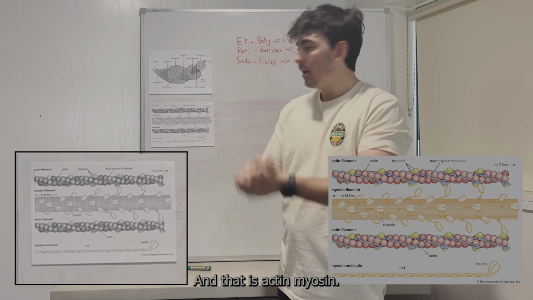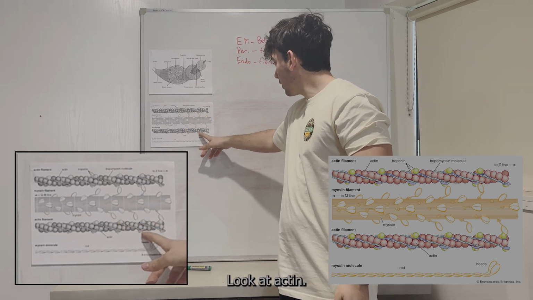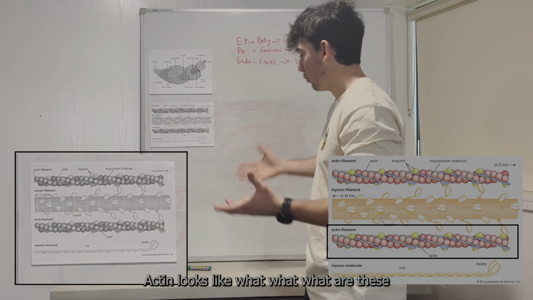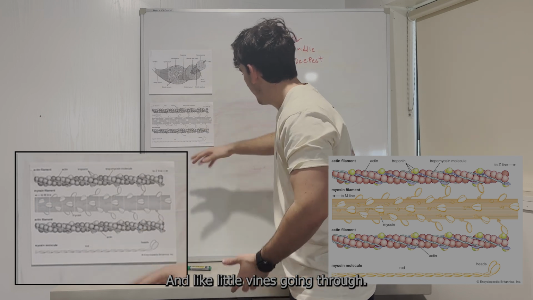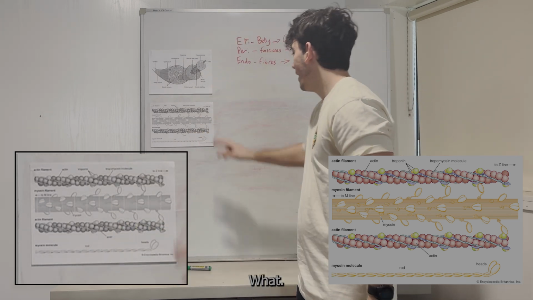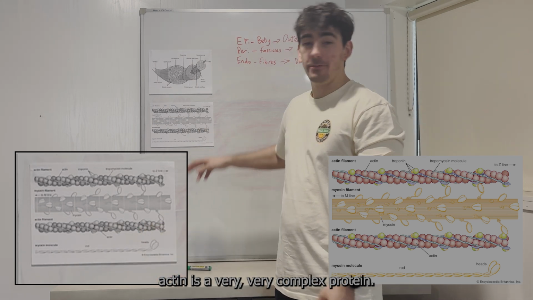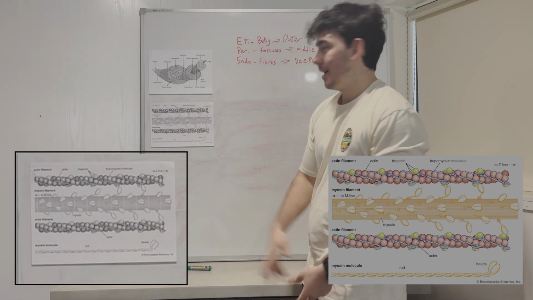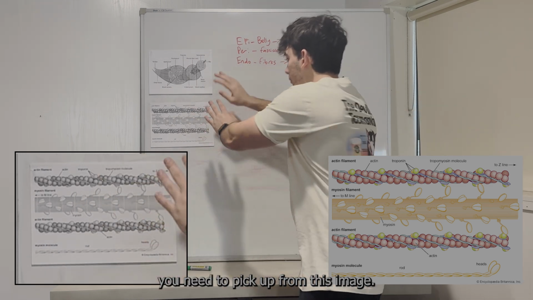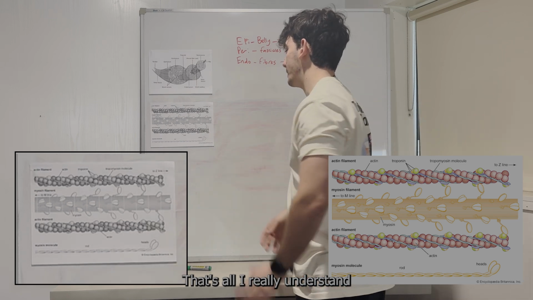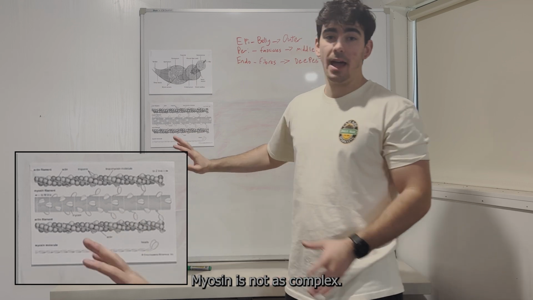And that is actin, myosin, right? Look at actin. Actin looks like what? What are these balls on there and little vines going through them? What? This is the point I want to showcase to you. Actin is a very, very complex protein. Myosin, not so much. That's it. That's all you need to pick up from this image. That's all I really understand from this image. That actin is very complex, myosin is not as complex.